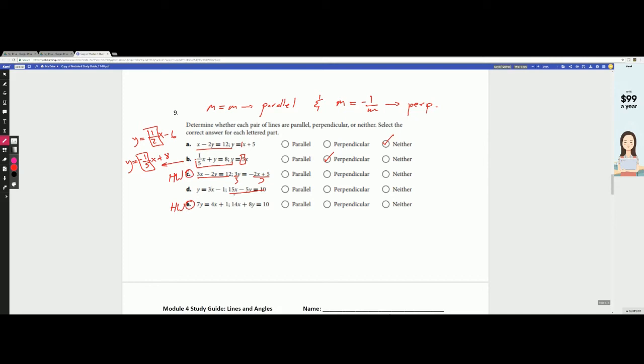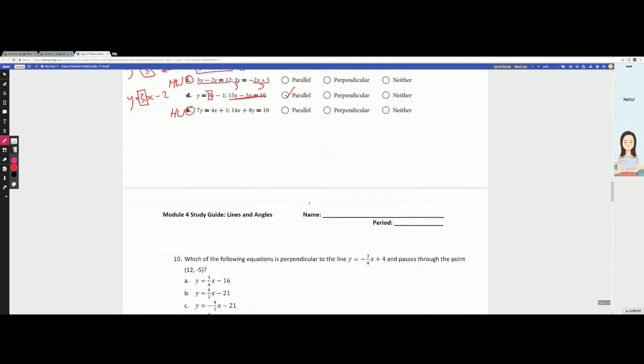If I rewrote this guy right here, I would get subtraction of 15x, division by -5, and I end up getting y equals 3x, and then 10 divided by -5 is -2. What do you notice about the slopes? They're the same, right? So since the slopes are the same, this one's parallel. Okay, so that's the example of parallelism. Try part C and E on your own, or with your group.